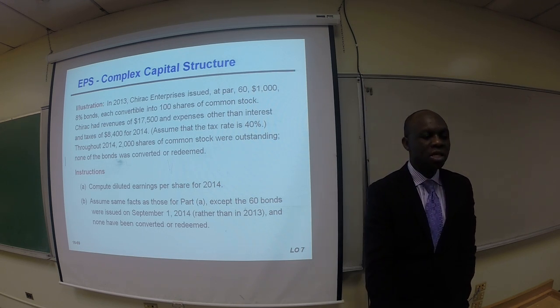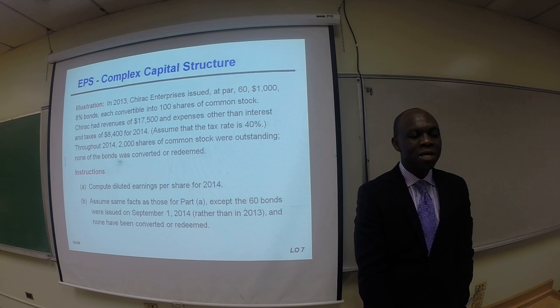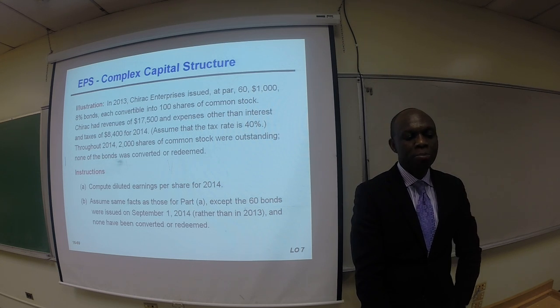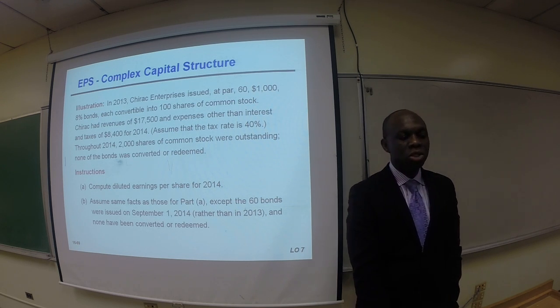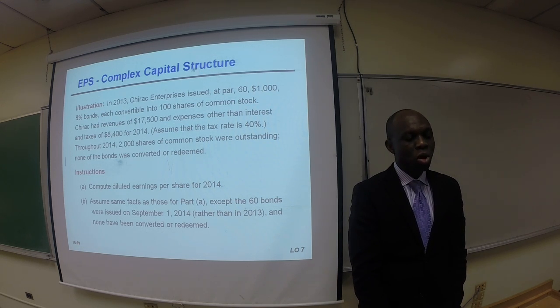So let's take a look at this example. In 2013, CE issued at par 60 $1,000 8% bonds, each convertible into 100 shares of common stock. CE had revenues of $17,500 and expenses other than interest and taxes of $8,400. The tax rate is 40%. Throughout 2014, 2,000 shares of common stock were outstanding. None of the bonds was converted or redeemed.